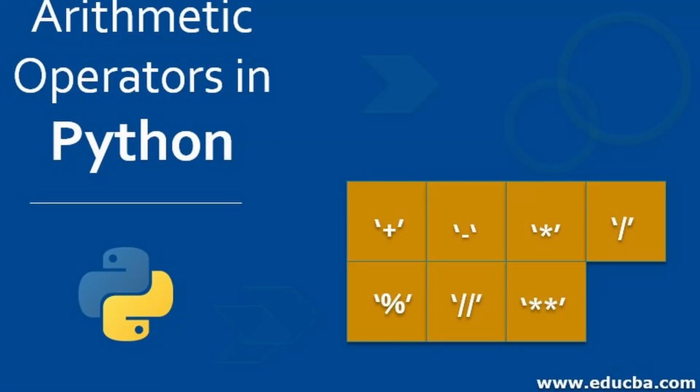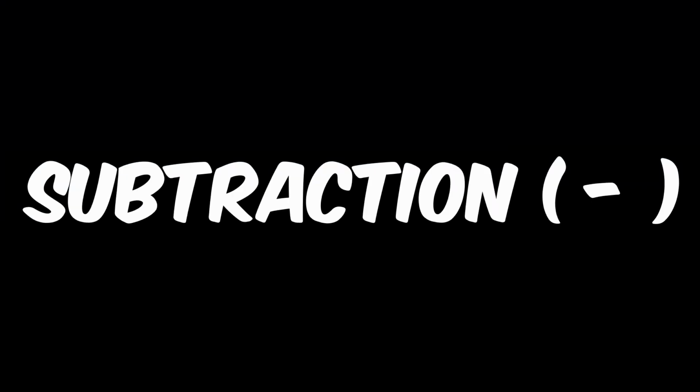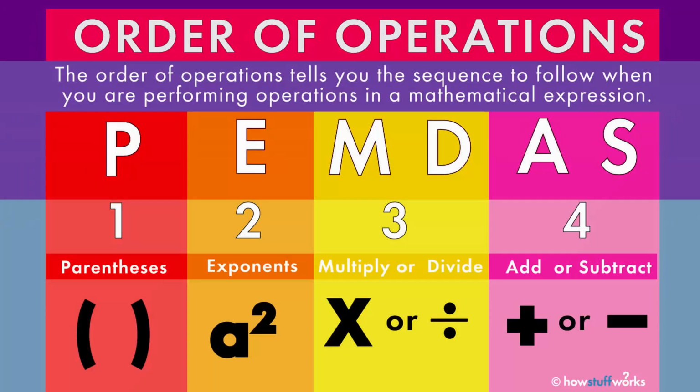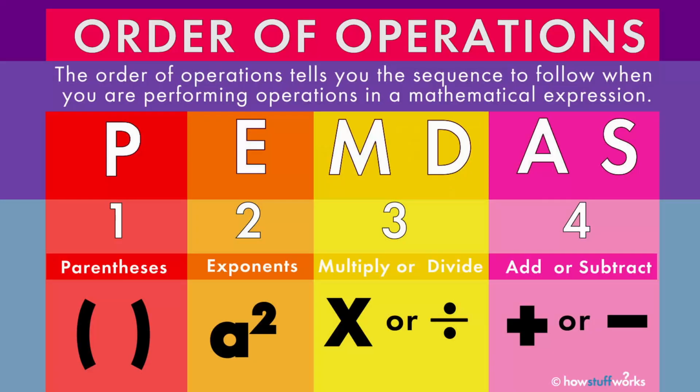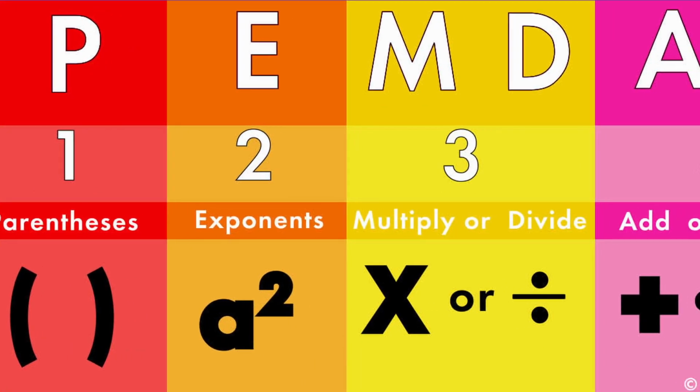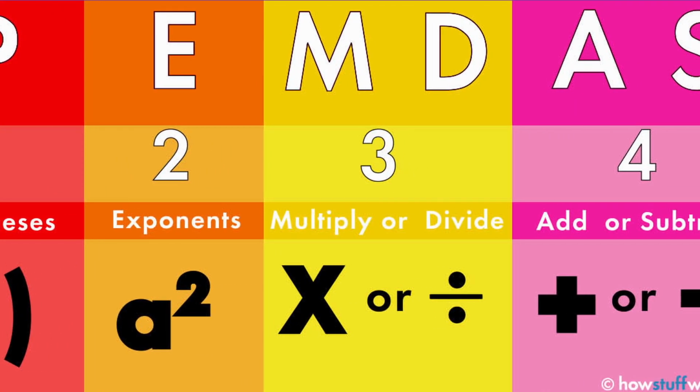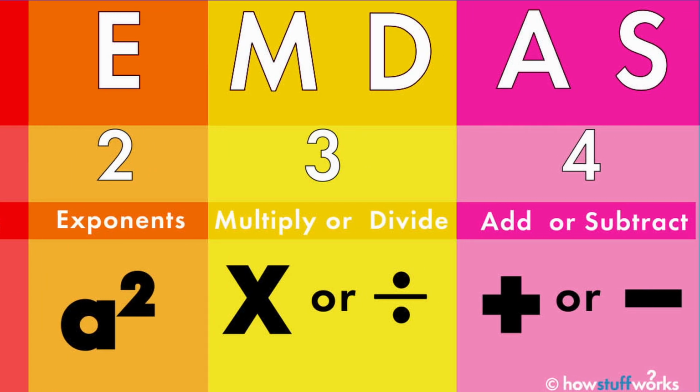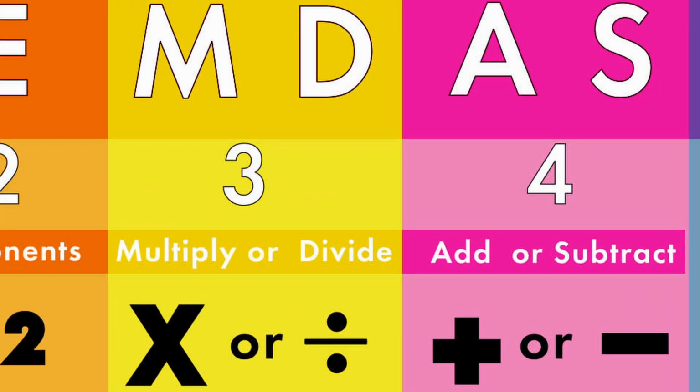Python provides operators for performing basic arithmetic operations on numbers. These include addition, subtraction, multiplication, division, and exponentiation. It's important to understand the order of operations in Python. Python uses PEMDAS, which you probably remember from math class. PEMDAS is P for parentheses, E for exponentiation, M for multiplication, D for division, A for addition, S for subtraction. Multiplication and division are together, so they go from left to right. Same thing with addition and subtraction.